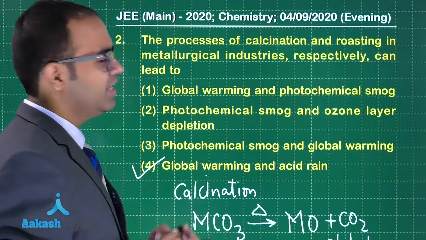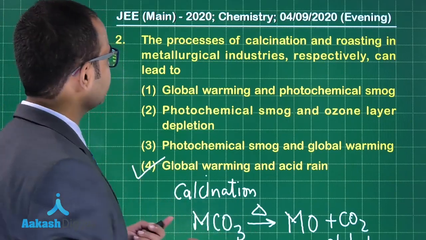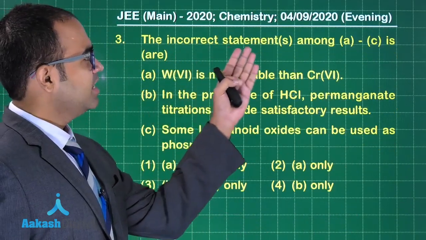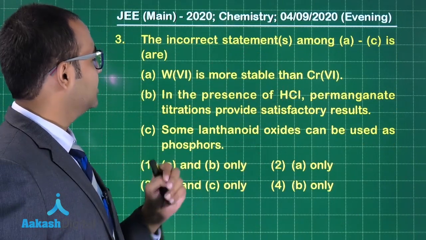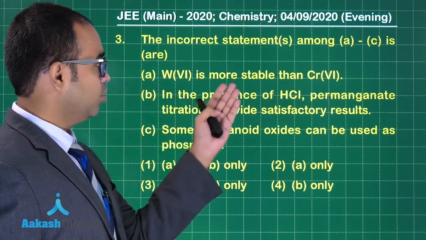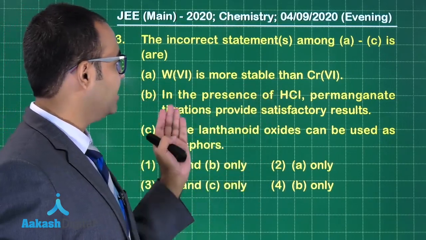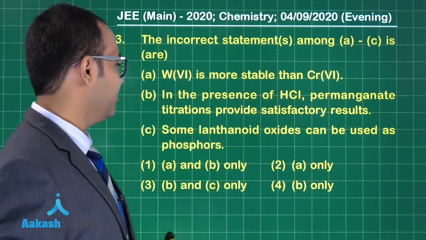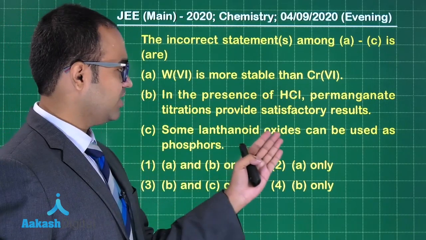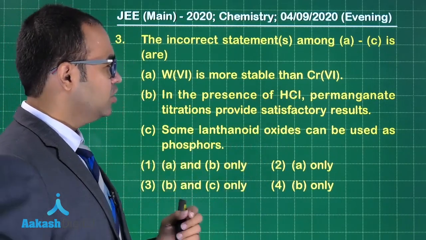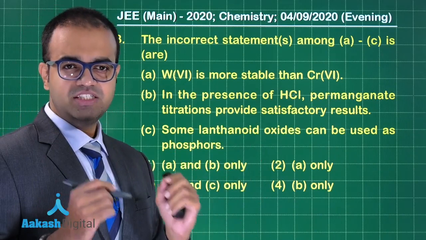Let us go on to the next question. The incorrect statement among A to C: A, tungsten +6 is more stable than Cr +6. B, in the presence of HCl, permanganate titration provides satisfactory results. C, some lanthanide oxides can be used as phosphors. So let us carefully analyze each and every statement, guys.